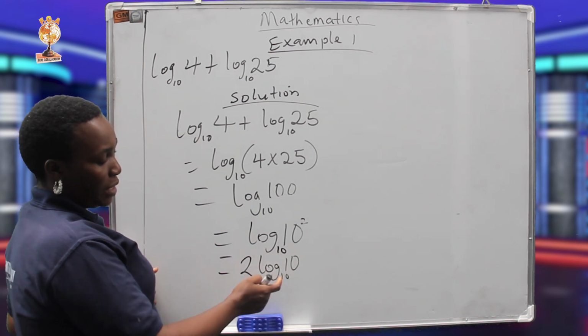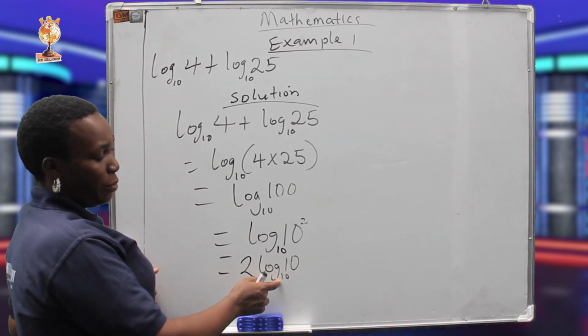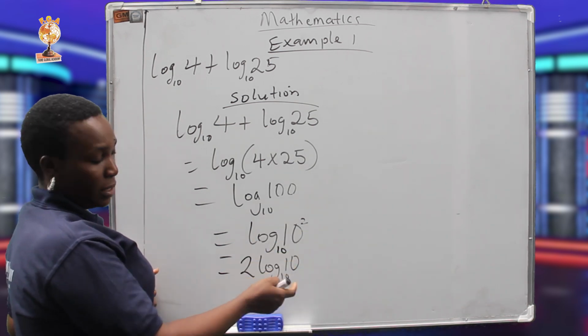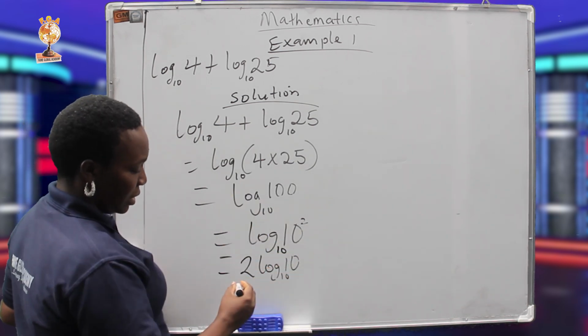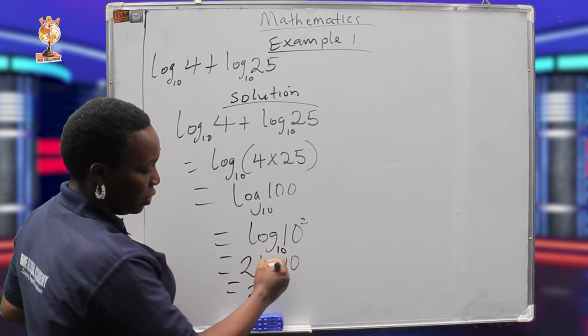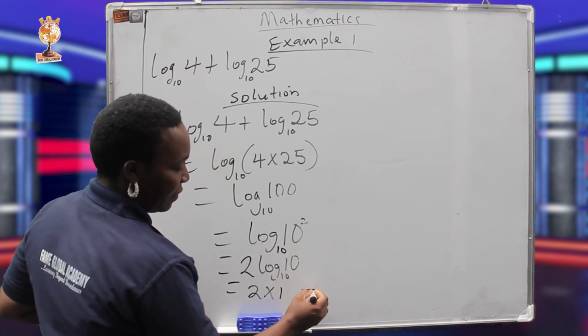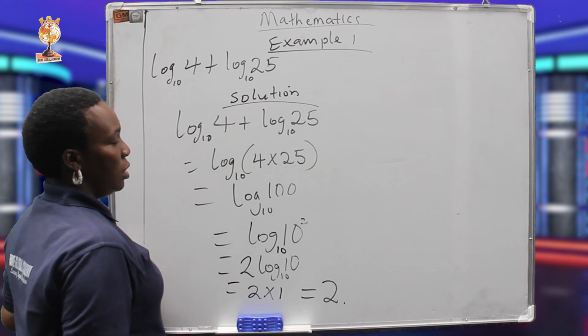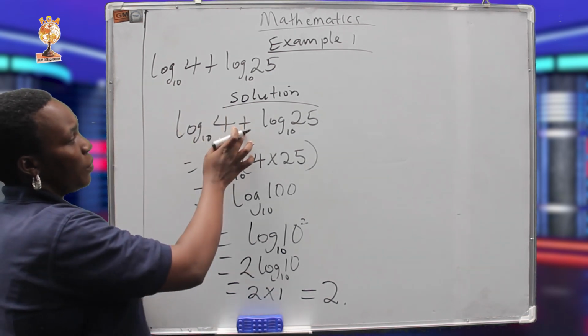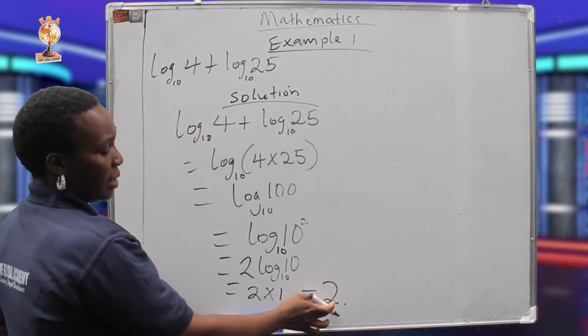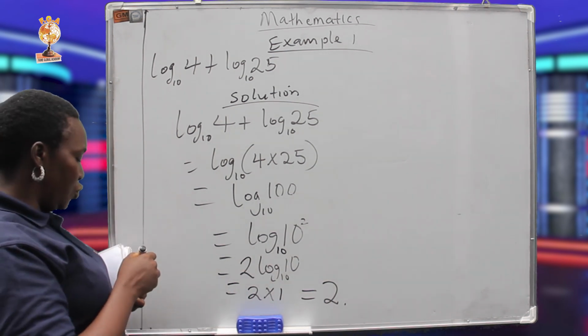Remember, the logarithm of a number to its own base is equal to 1. So log 10 base 10 is 1. This will give us 2 times 1, so our final answer is 2. So log 4 base 10 plus log 25 base 10, the answer is 2. Okay, let's go through it one more time.